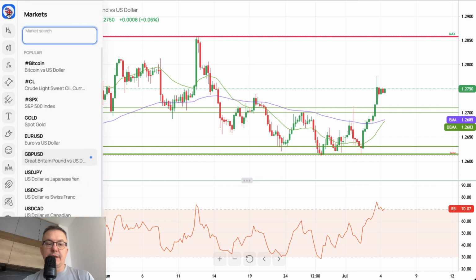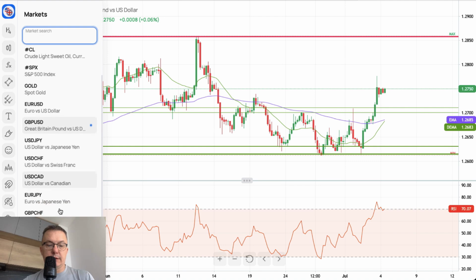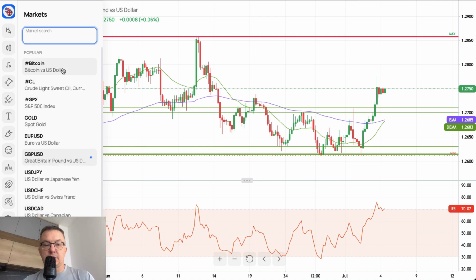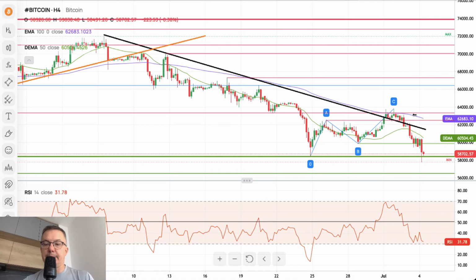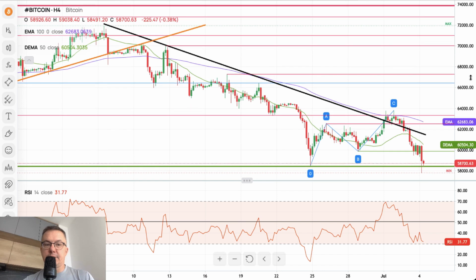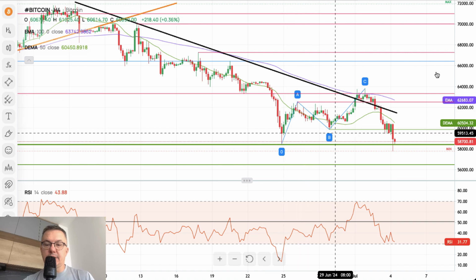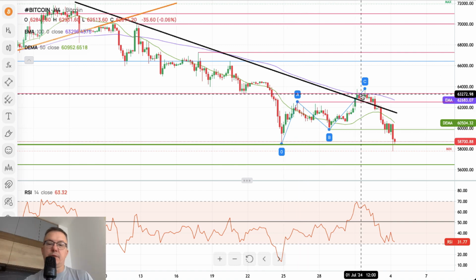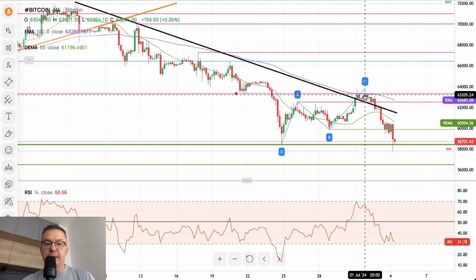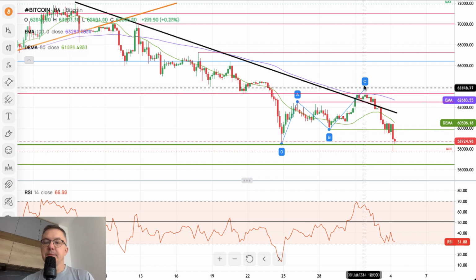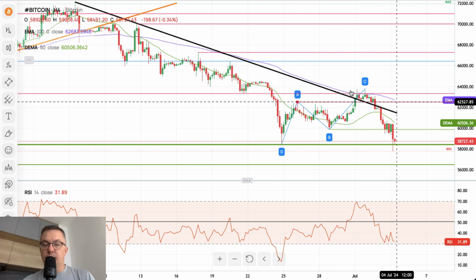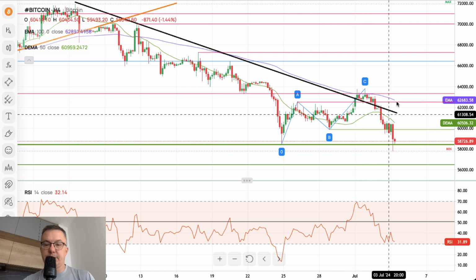Let me just find out what is going on in one more market, and this time we are going to talk about Bitcoin, because something happened here. As you can see, we got a very nice situation on the Bitcoin. ABC correction to the upside with a fake breakout above the black trend line had been completed at the level of 63,801. Okay, there is of course the 100 periods moving average, there is the 50 periods moving average.